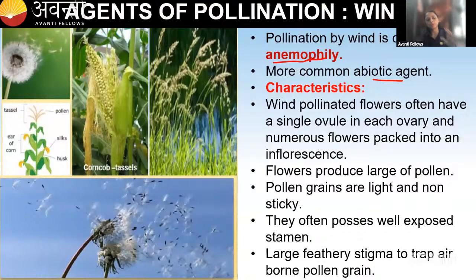It is the most common abiotic agent. Through water it is very rare, by wind it is more. Then coming to wind-pollinated flowers, they have a single ovule. So you can remember this as the wind-pollinating flower.